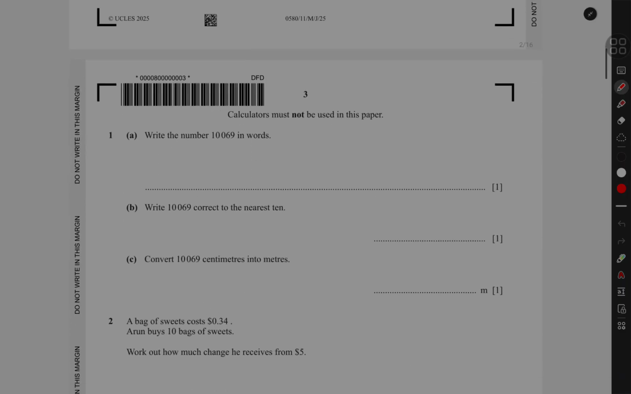The first question is write the number 10,069 in words. So, it's just 10,000 and 69. That's it. Simple as that. Next question is write 10,069 correct to the nearest 10.